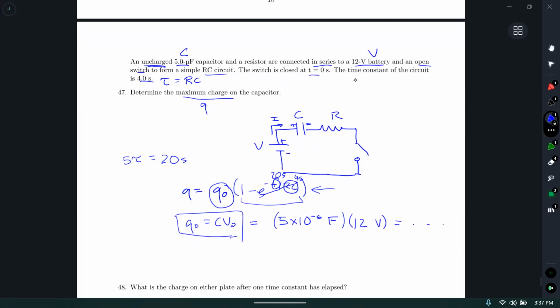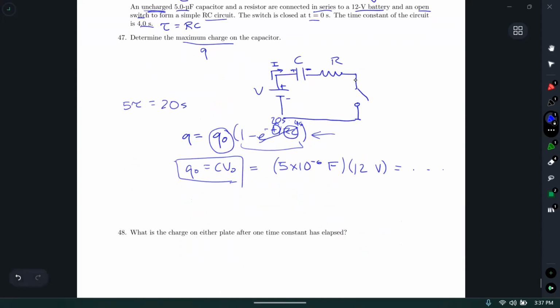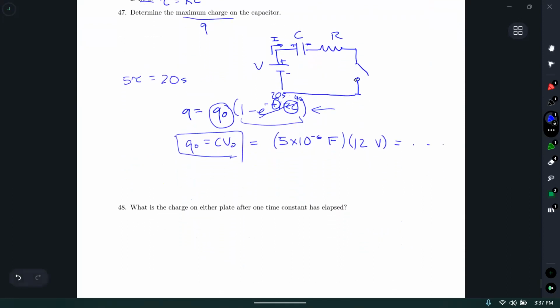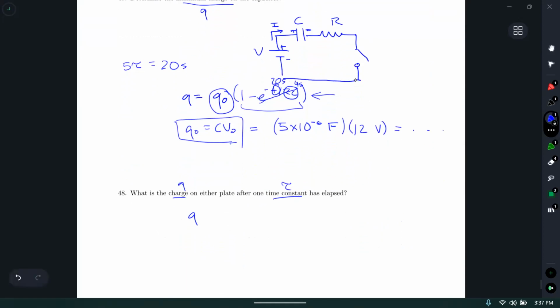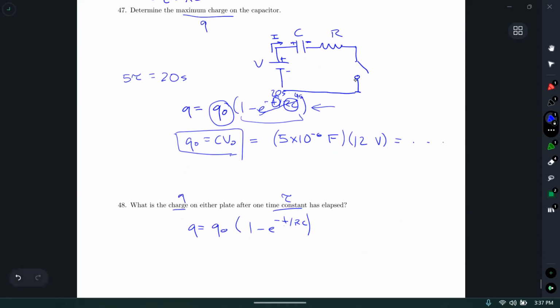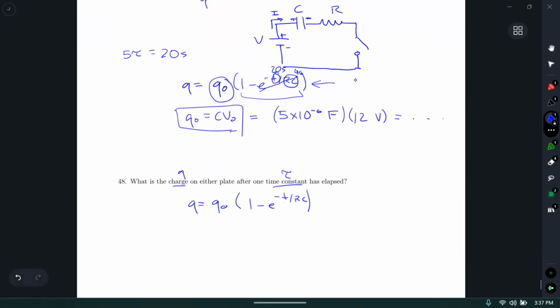Okay, other ones. Yeah, do the next one after that one. 48. Okay, what is the charge on either plate after one time constant has elapsed? So it's still asking me something about charge after one time constant. So Q equals Q0 times (1 minus e to the negative t over RC) is still telling me something about charge.